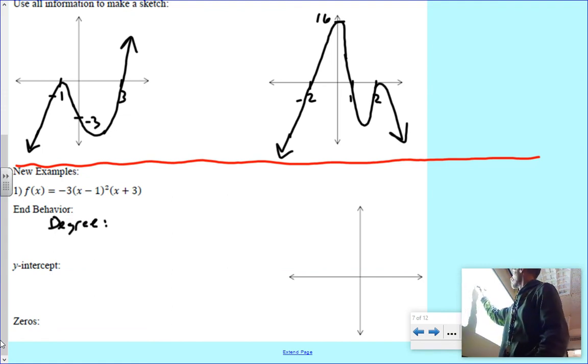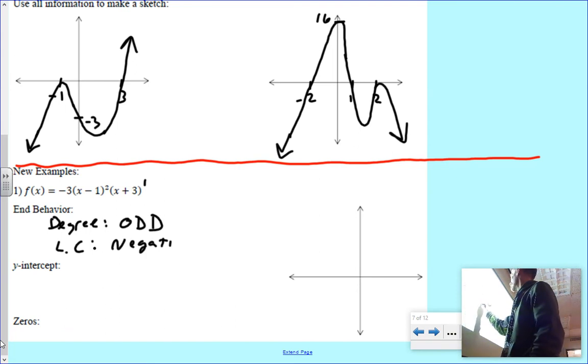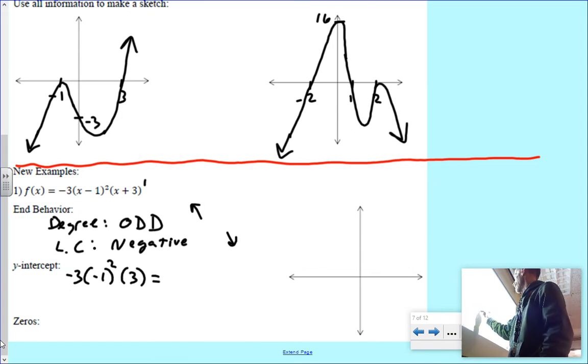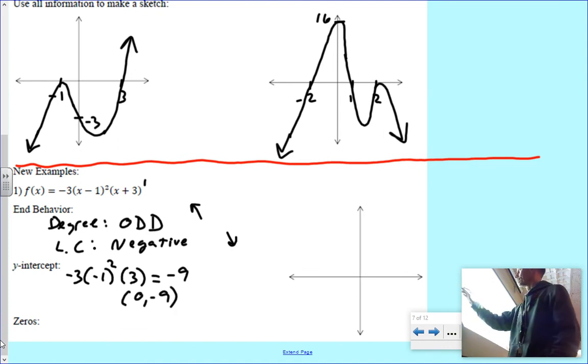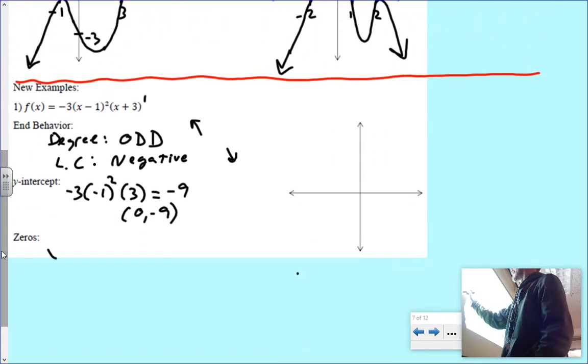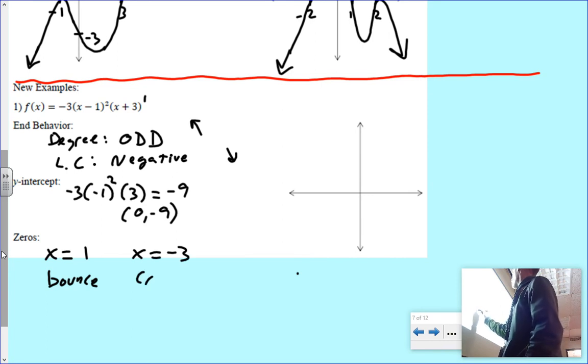Degree. Remember, there's 2, there's a 1 right here, so the degree is odd, 3. The LC is negative. So your end behavior, odd, negative, is here and here. Y-intercept, plug in all the zeros. You got -3 times -1 squared times 3. We got -3 times 1, -3 times 3, -9, so it's 0, -9. And then the zeros, we have x equals 1, that's bounce, and we have x equals -3, that's cross.